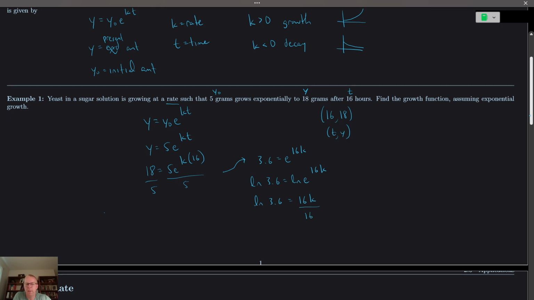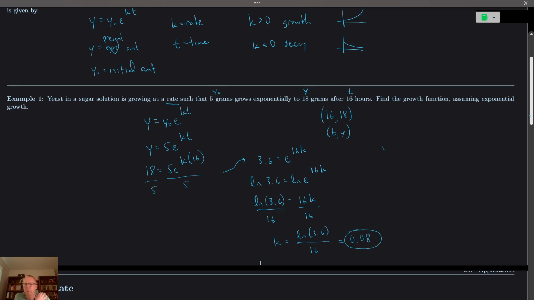So now let's divide by 16. We can put parentheses around that just for clarity in the calculator. So k equals ln of 3.6 over 16. When you put this in the calculator, you put ln, opens parentheses typically. So you want to close the parentheses and then divide by 16. So when we put that in, we get an approximate answer of 0.08. And that'll be rounded off, but that is good enough. So 0.08. So that is our rate.